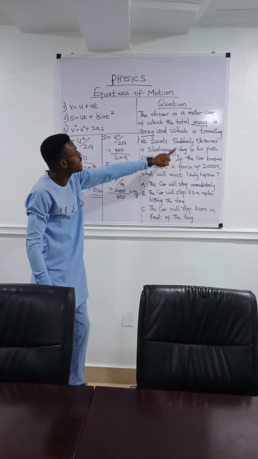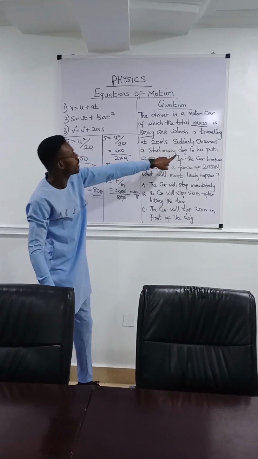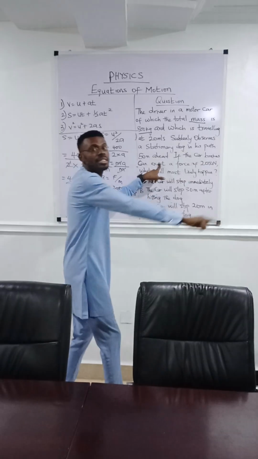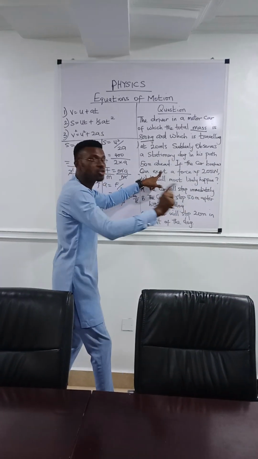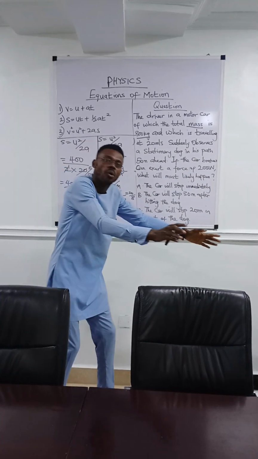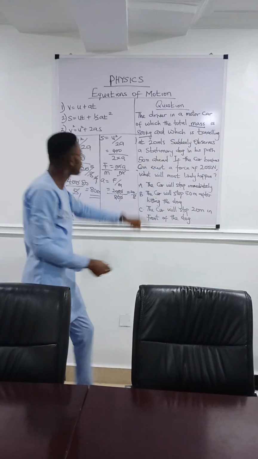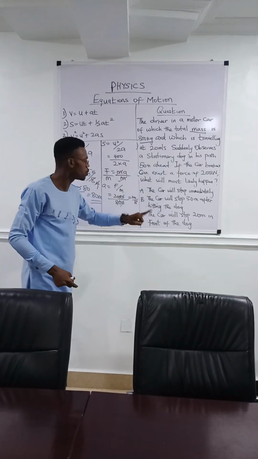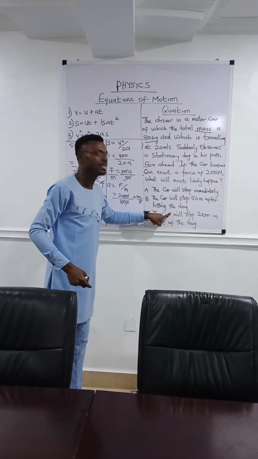Remember the question tells us that it observes a stationary dog in its path 50 meters ahead. If it will still take 80 meters before coming to a stop, and the dog is just 50 meters away, what will happen? It means that the car will most likely hit the dog and will stop 30 meters after hitting the dog, because 80 minus 50 is 30. So the correct option to this question is B. The car will stop 30 meters after hitting the dog.